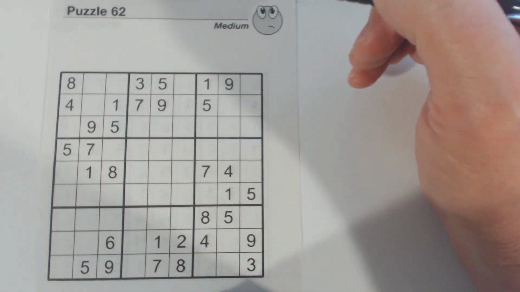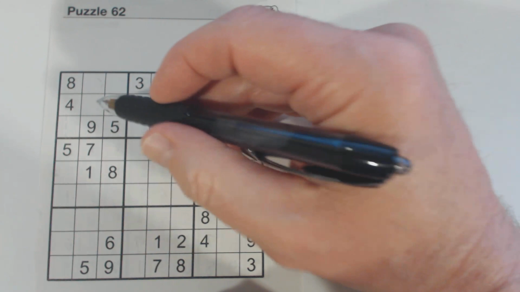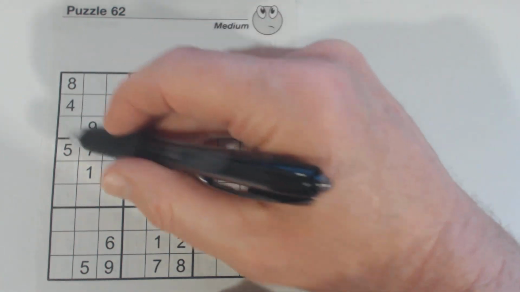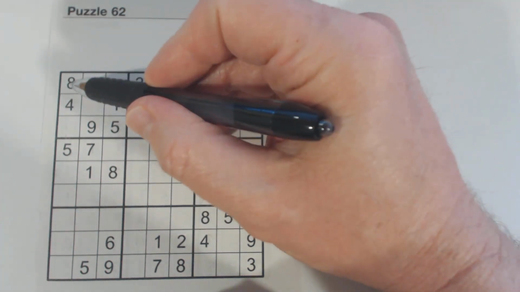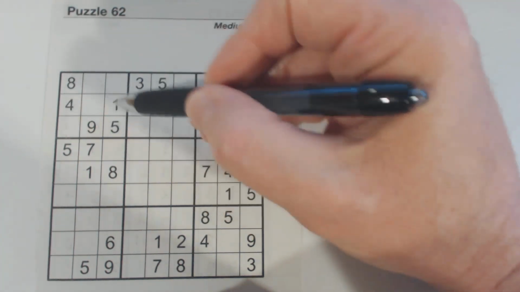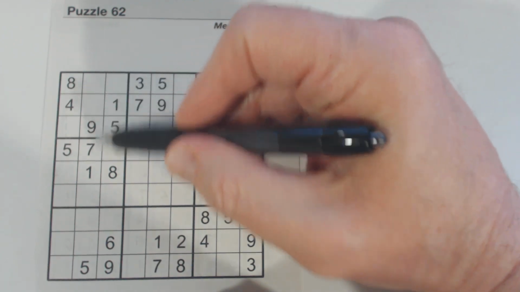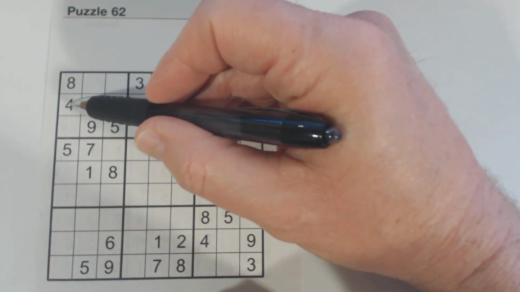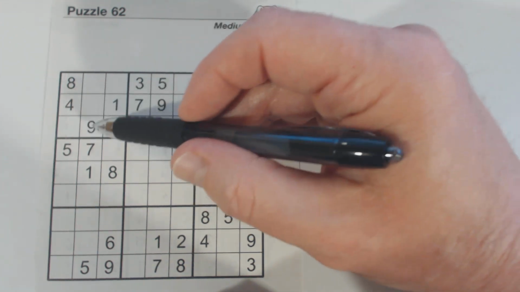There are four instances of the offset pattern in this puzzle. Here's one right here, and here's one. The offset pattern has two numbers and then two more numbers on the other side with a column in between. This 9 doesn't have to be here for this to be an offset pattern.